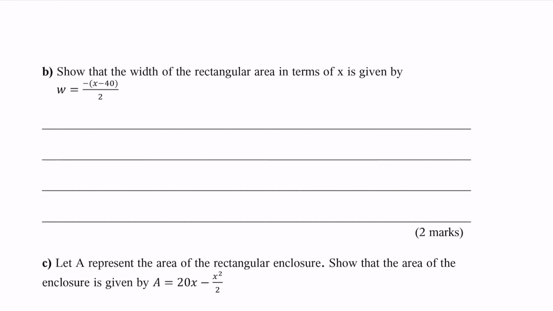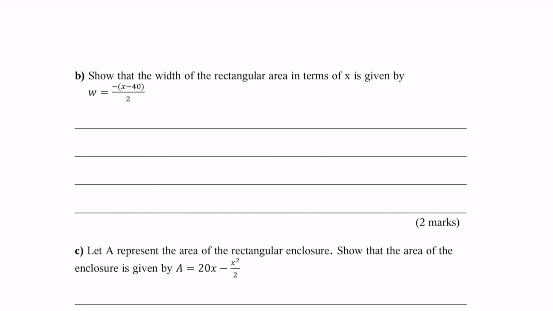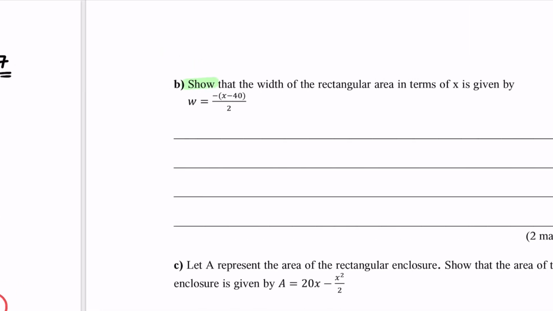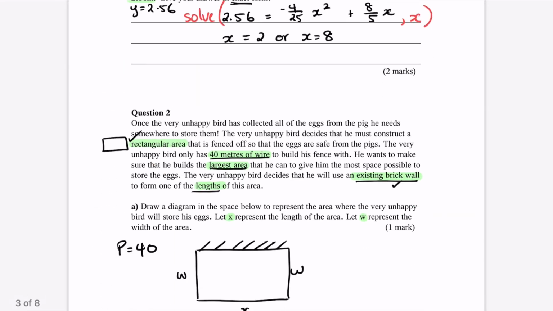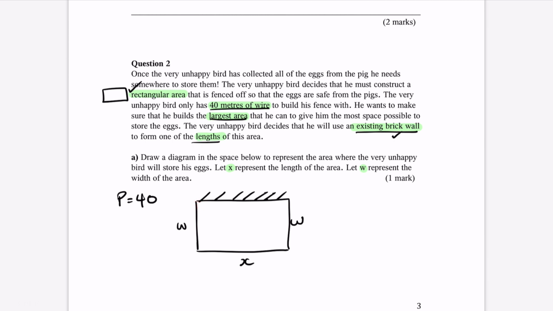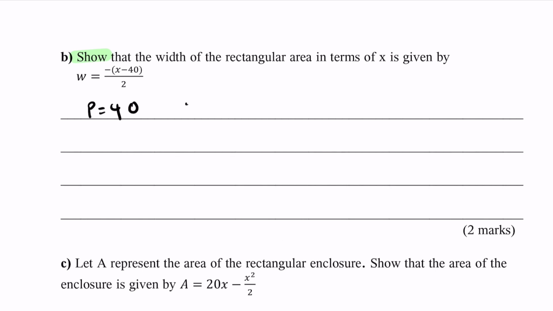The next part then says, show that the width of the rectangular area in terms of X is given by that. So again, it's a show that question, which means start somewhere else and prove that that is the area. So you have to show me how we get there. You can't use it in your question. Now, looking at what we have before, we know that the perimeter is equal to 40, and we know that our perimeter of what we have is W plus X plus W. So that's 2W plus X. That's going to require the wire fencing, and that is all going to be 40. So that's my equation that involves W and X. So that's the first place to start from. Think of what's an equation that involves the two of them.